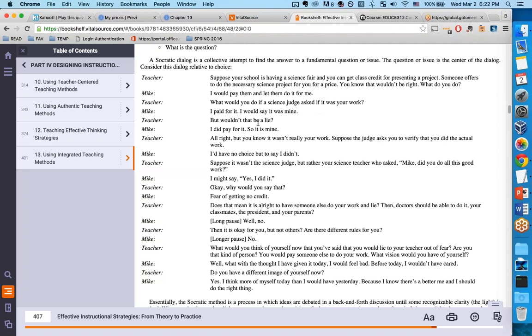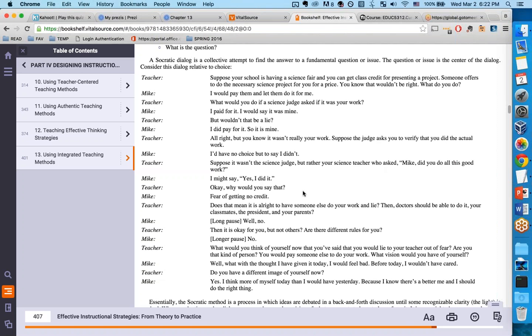But wouldn't that be a lie? I did pay for it, so it's mine. All right, but you know it wasn't really your work. Suppose the judge asks you to verify that you did the actual work. Mike says, I have no choice but to say I didn't. Suppose it wasn't the science judge, but rather your science teacher who asked, Mike, did you do all this work? Mike says, I might say, yes, I did it.